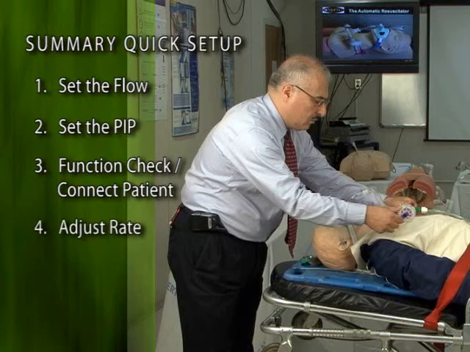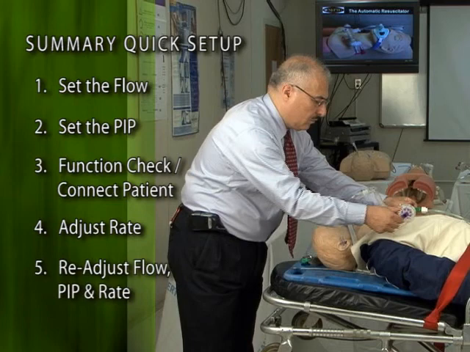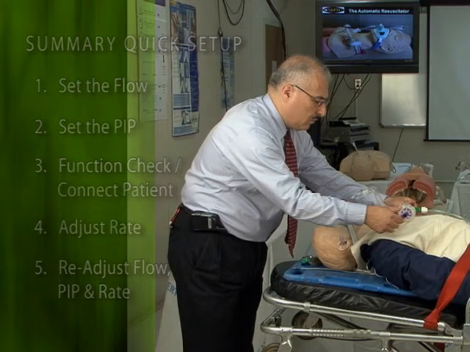Step 4. Adjust breathing rate with the rate dial. Remember, to slow down the patient's breathing rate, turn the rate dial clockwise. And for a faster rate, turn the rate dial counterclockwise. And finally, Step 5. Readjust flow, PIP, and rate for the patient's clinical situation. And remember, there is no substitute for good clinical assessment.